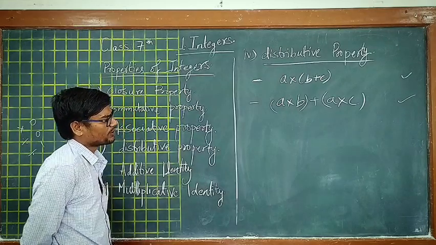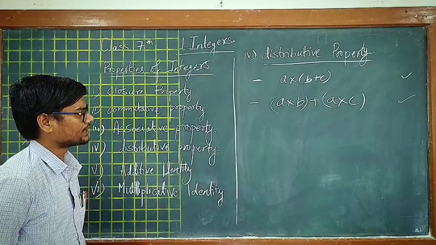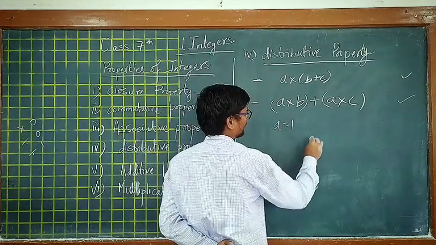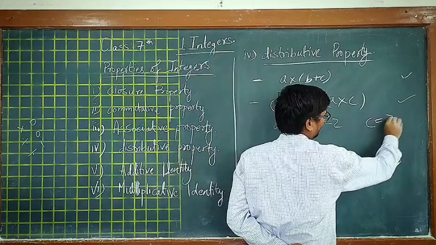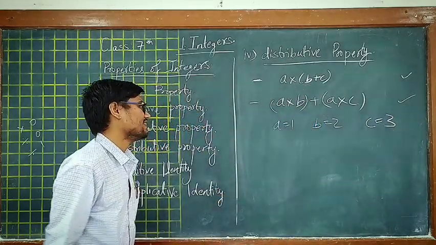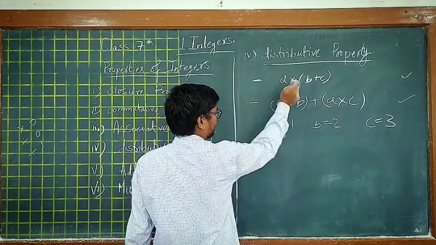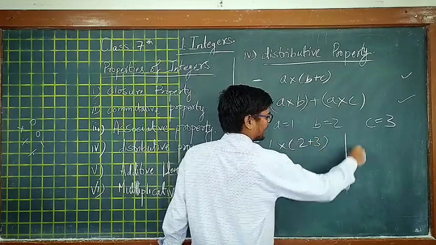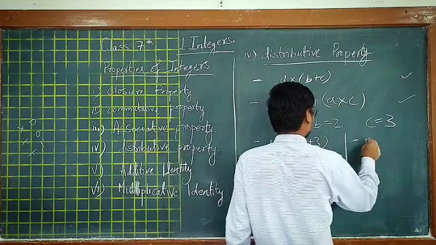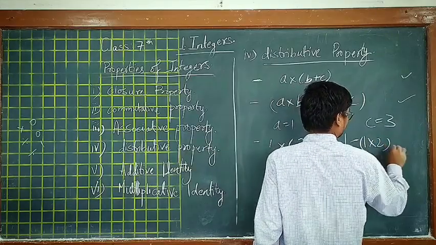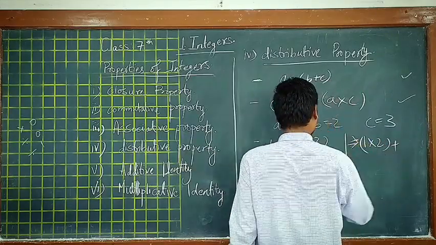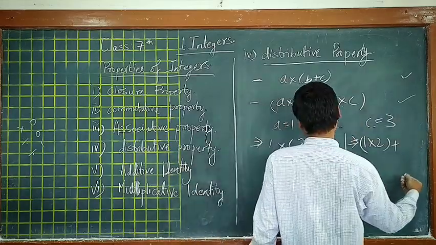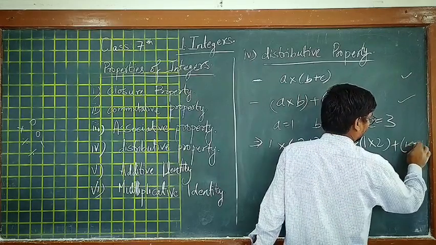integers obey distributive property. Okay, so let us take a, b and c. Let us take a as 1, b as 2 and c as 3. All these three a, b, c are integers. Let us verify the first expression, a into b plus c, 1 into 2 plus 3. And here let us verify the second expression, a into b plus a into c, 1 into 2 plus 1 into 3.